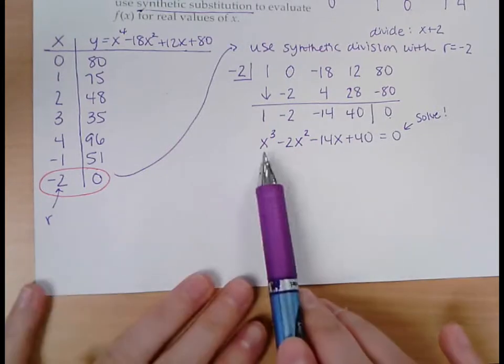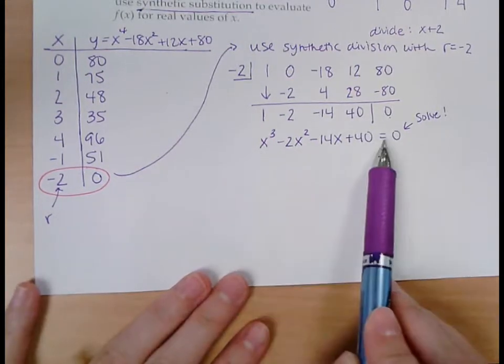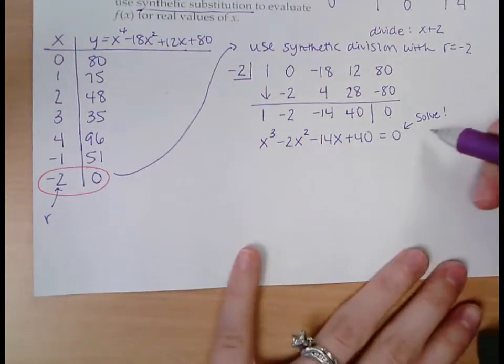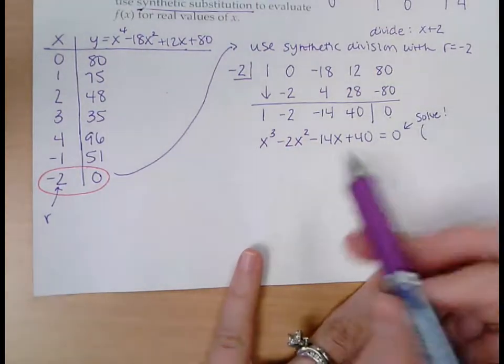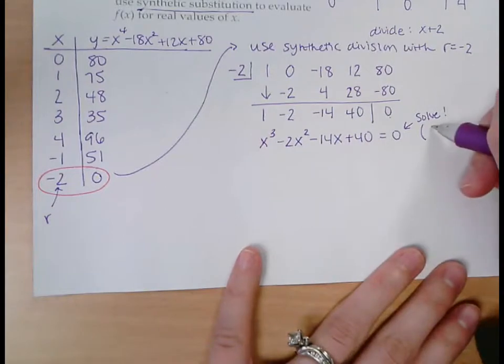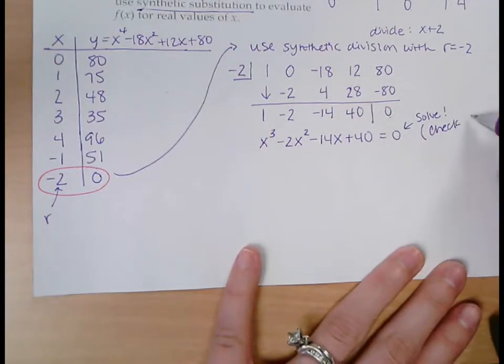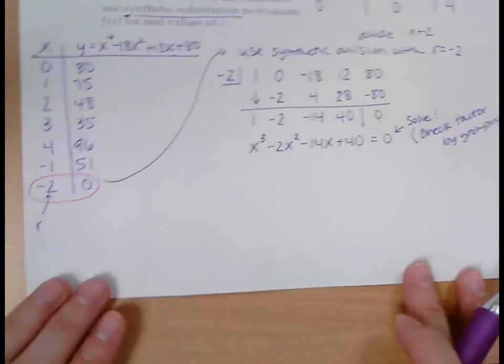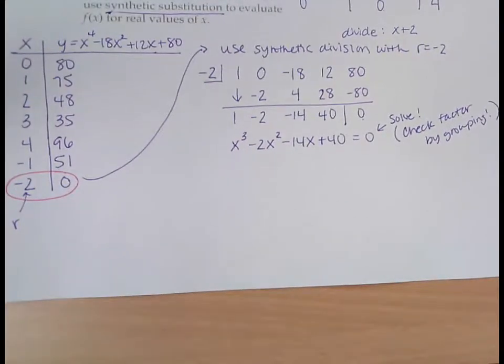So when you have 4 terms, grouping with this one is not going to work. But if you want to make a note to yourself, when you end up with 4 terms, you could check to see if factoring by grouping would work. Check factor by grouping. Because if it does work, that's going to be probably the fastest way to get to your answers.